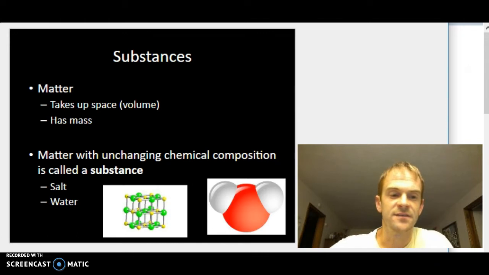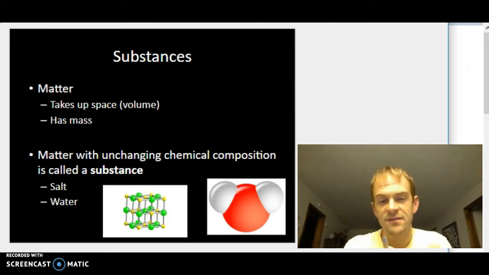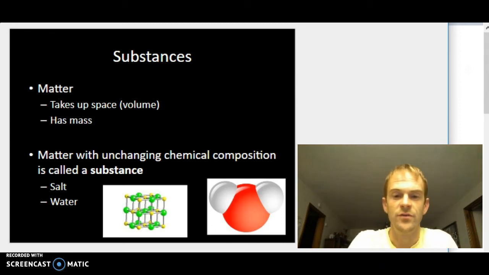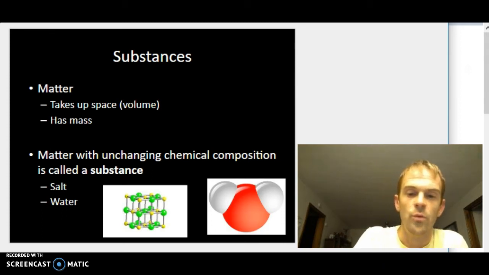And a substance is something that always has a fixed composition. So if you look on the right here, we've got water. And water is something that always has 2 hydrogen and 1 oxygen. And if you change that, you actually no longer have water.